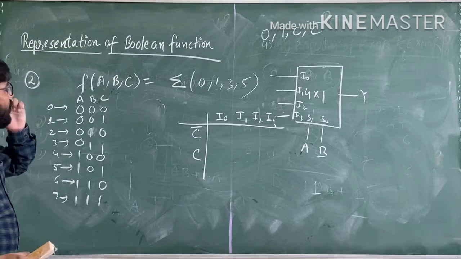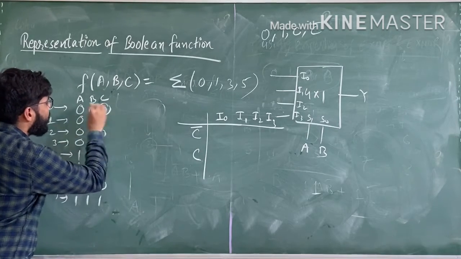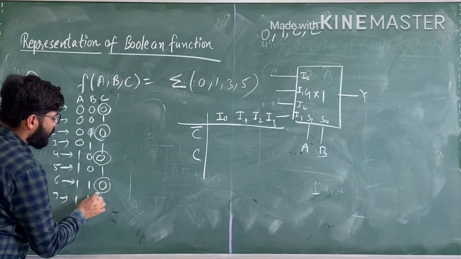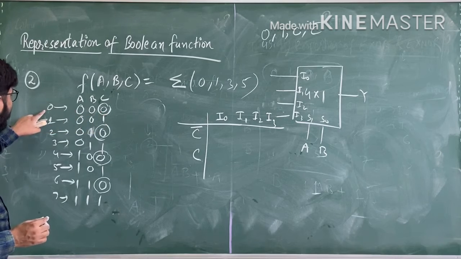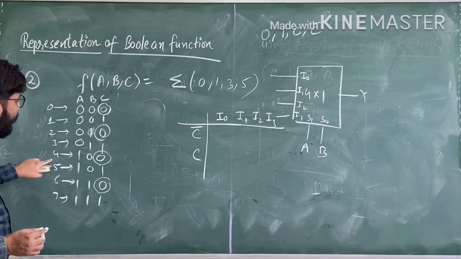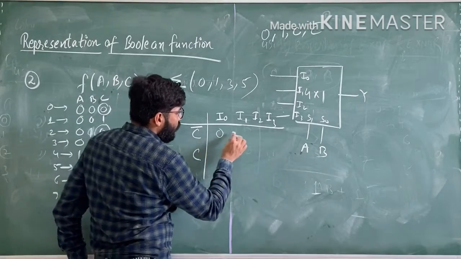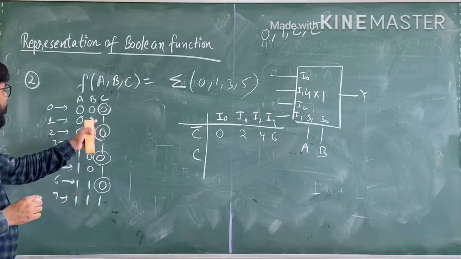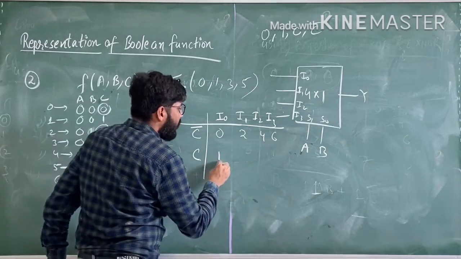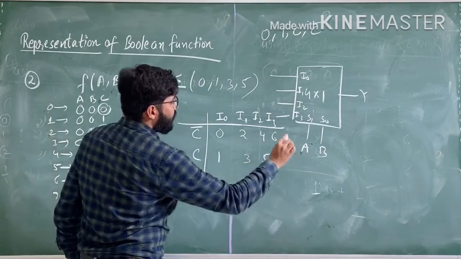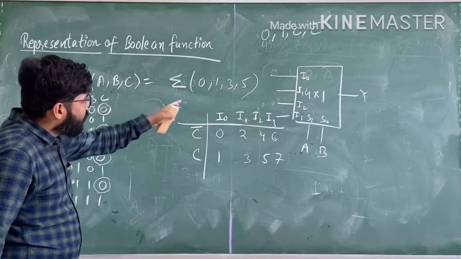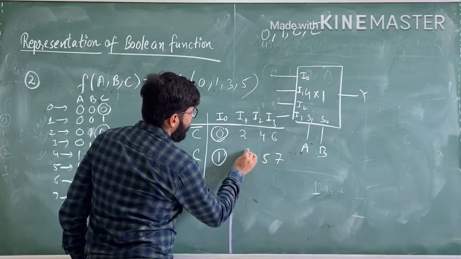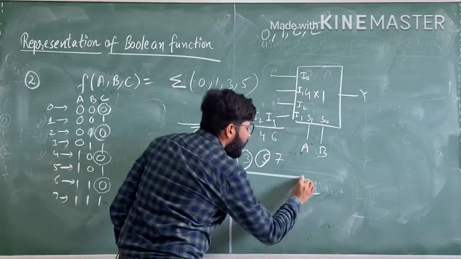Now C complement comes here. You have to encircle. C complement comes here, here, and here. So C complement's positions are 0, 2, 4, 6. So you have to write here 0, 2, 4, 6. And C without complement comes in the other places, so you have to write 1, 3, 5 and 7. Okay. Now see, in the question the minterms present are 0, 1, 3 and 5. You have to encircle these.